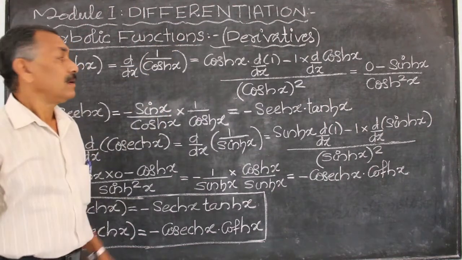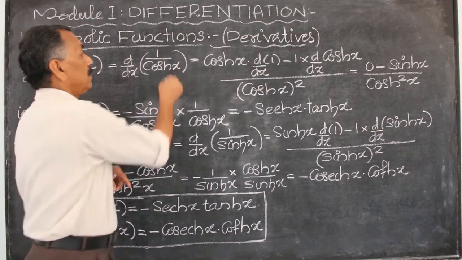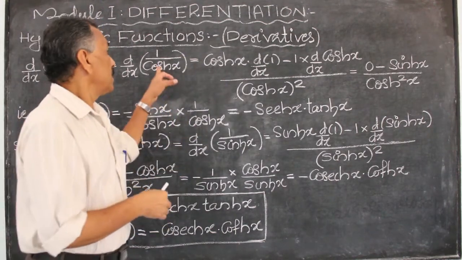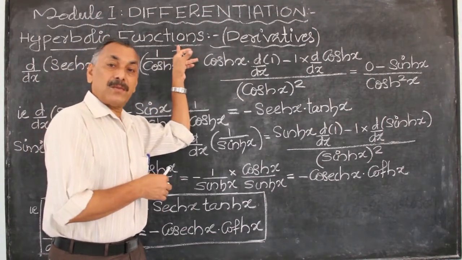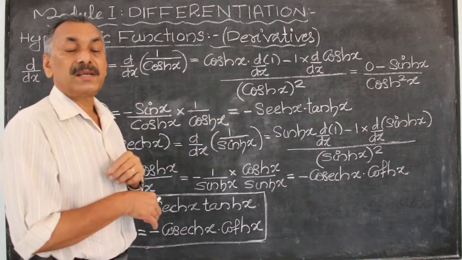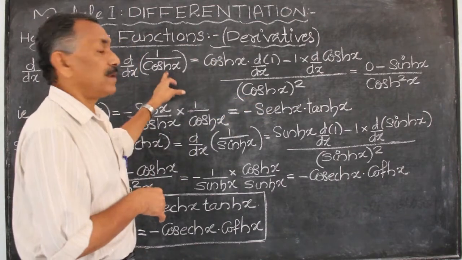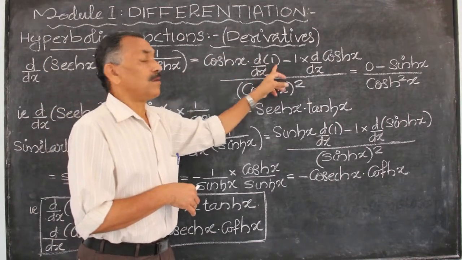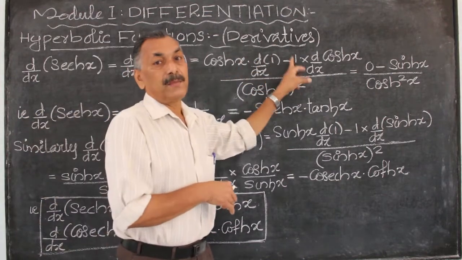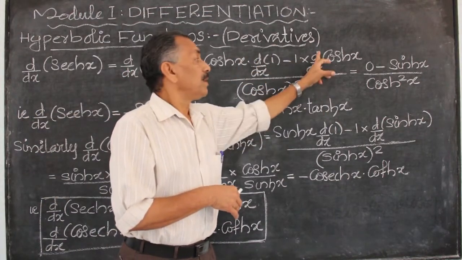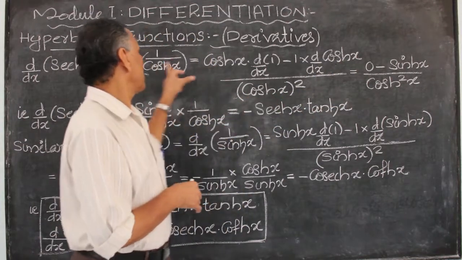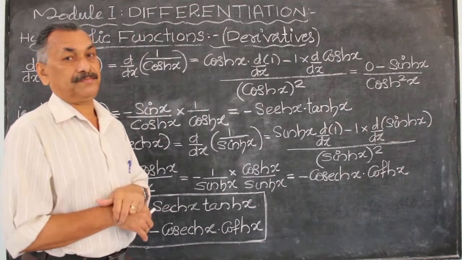This is in the form of a quotient, so to find the derivative, we apply the quotient rule. Quotient rule is denominator into derivative of numerator minus numerator into derivative of denominator, divided by denominator square. That is, denominator cosh x into derivative of numerator; here numerator is equal to 1; d by dx of 1, minus numerator 1 into derivative of denominator cosh x, all divided by denominator square, cosh x whole square.